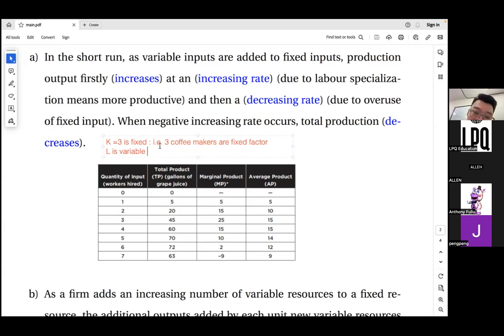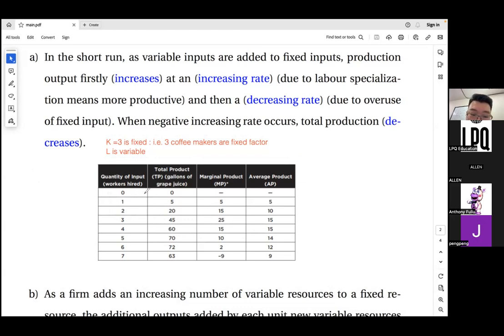Maybe your coffee makers are so special, maybe we need to import coffee makers from Italy. So within a shorter period of time, maybe we cannot get more coffee makers. So 3 coffee makers is fixed, and the labor is variable. That's it. We make this example even simpler because we only use 2 different things. We don't need a building, just K and L. Okay, let's get started.